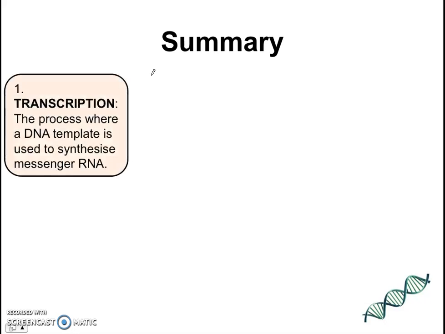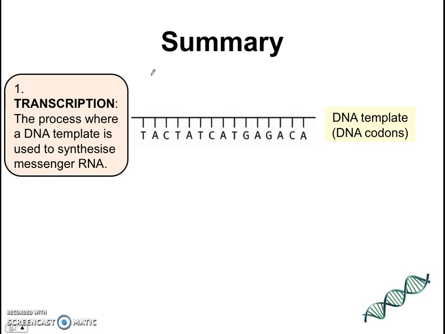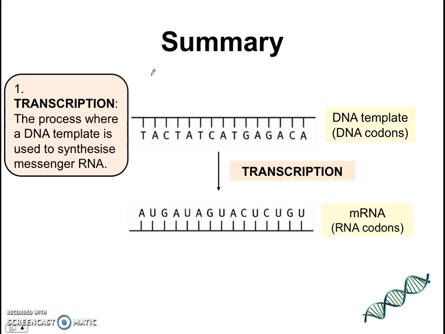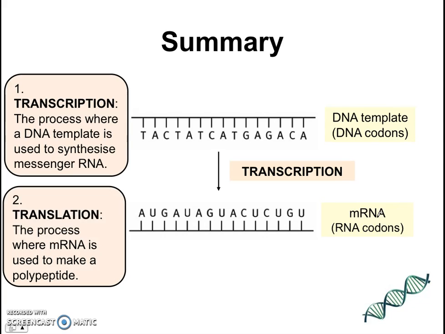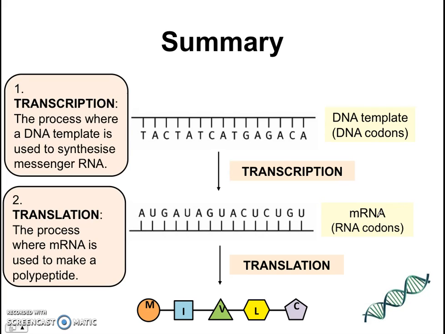So in summary, genes are expressed and polypeptides are produced through a two-step process. First, transcription, where a DNA template is used to synthesize a messenger RNA. So from DNA codons, it's converted into RNA codons. And then the second step is called translation, right, where the mRNA is used to make a polypeptide. So it's translated into a sequence of amino acids. Right, so we go from RNA into a sequence of amino acids.